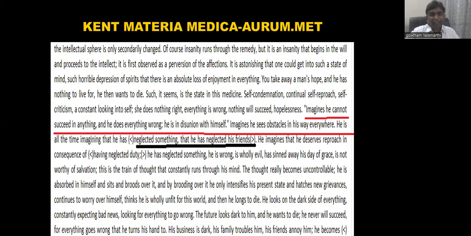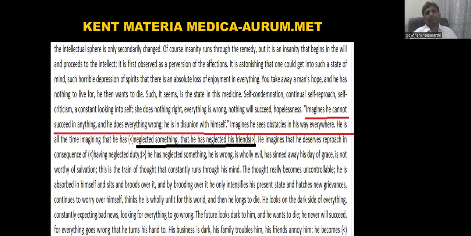And he does everything wrong. He is in disunion with himself. Imagines he sees obstacles in his way everywhere. He is all the time imagining that he has neglected something, that he has neglected his friends. So this is a deluded state of the Aurum metallicum.